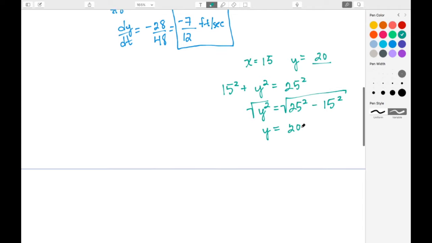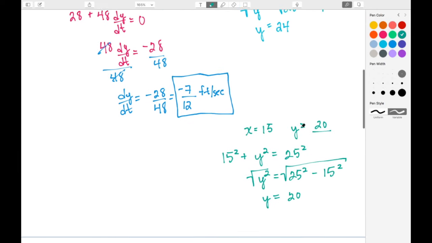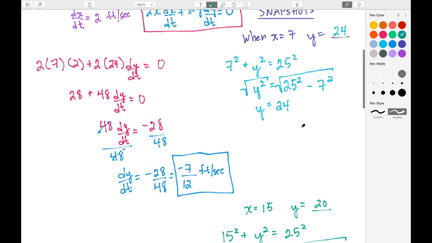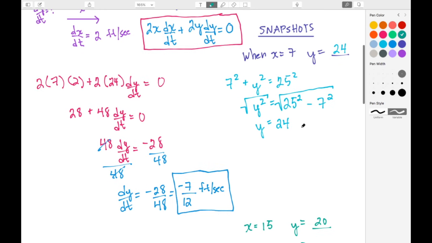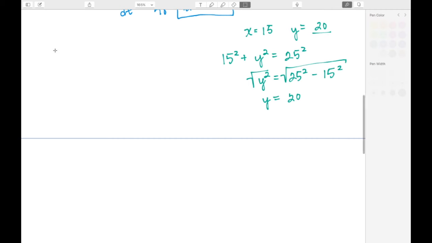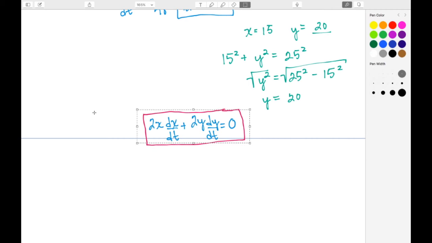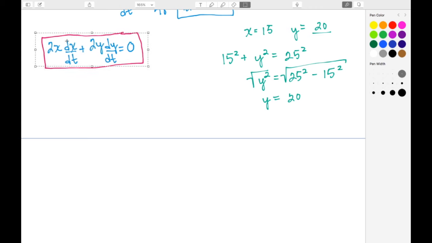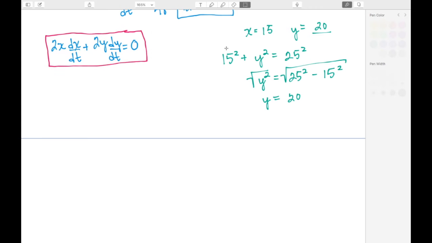So now we fall back to our equation where we did the implicit differentiation. As a matter of fact, let me copy that and move it down so that we can see it. So let's copy, and I want to paste that in, and we'll move that here so that we can see it.